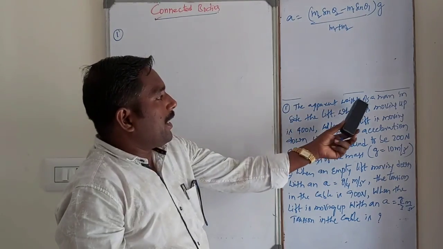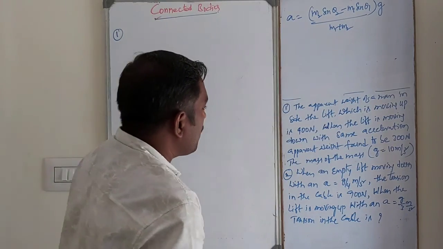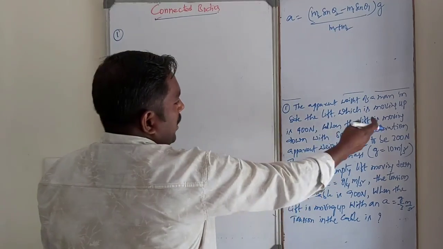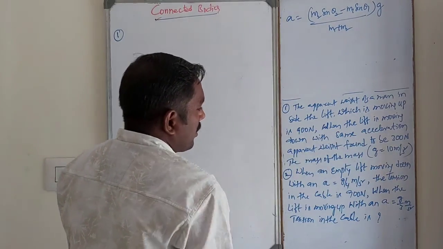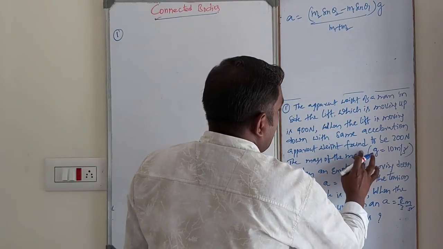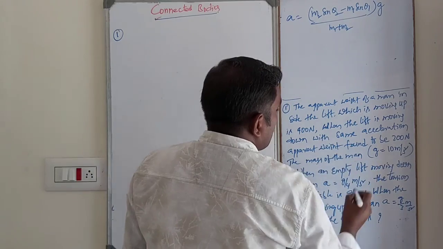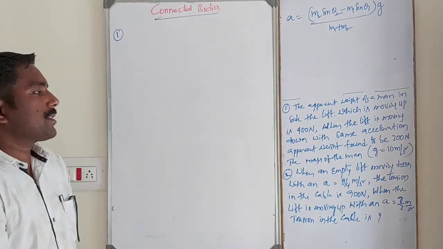The apparent weight of a man inside the lift which is moving up is 900 Newton. When the lift is moving down with the same acceleration, apparent weight is found to be 300 Newton. Find the mass of the man. Take g equal to 10 meter per second square.